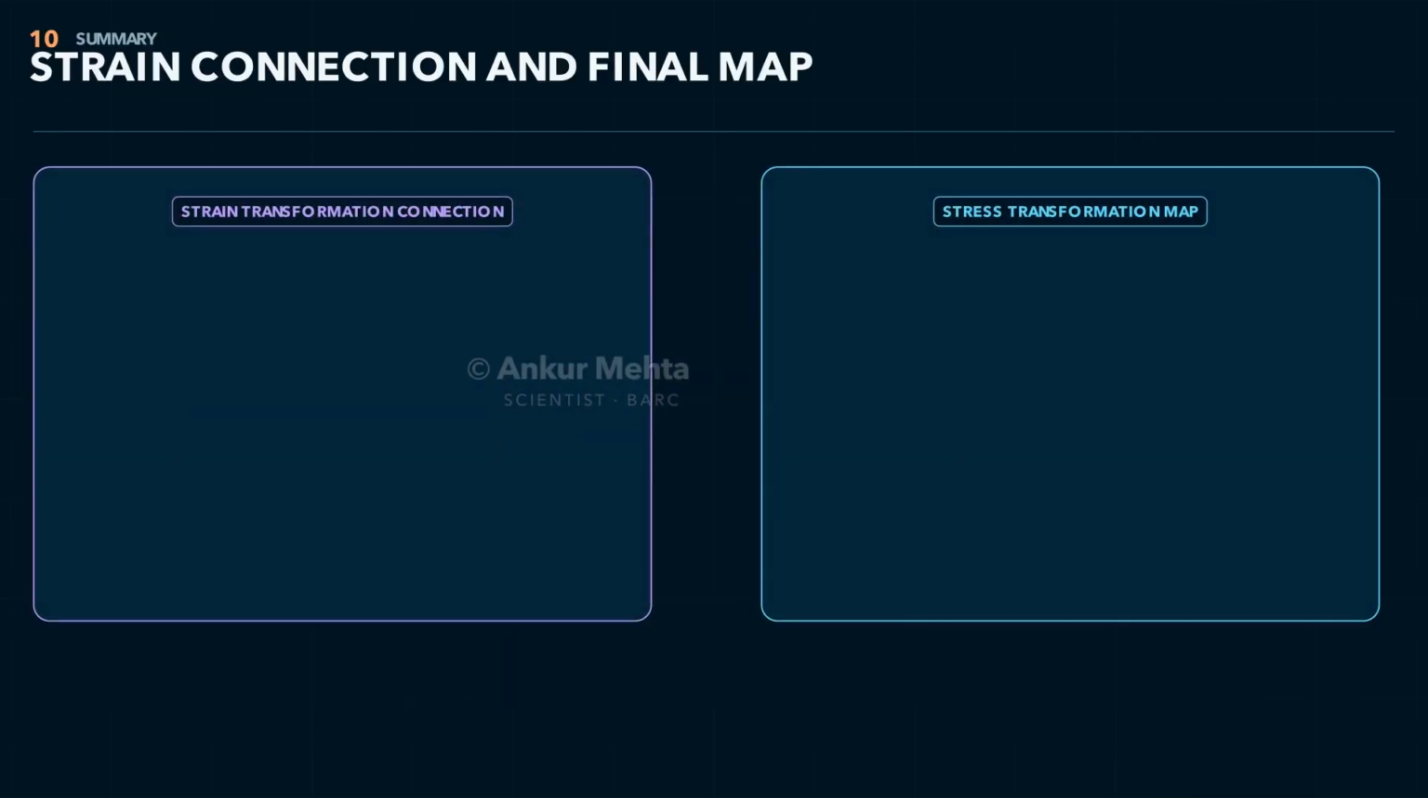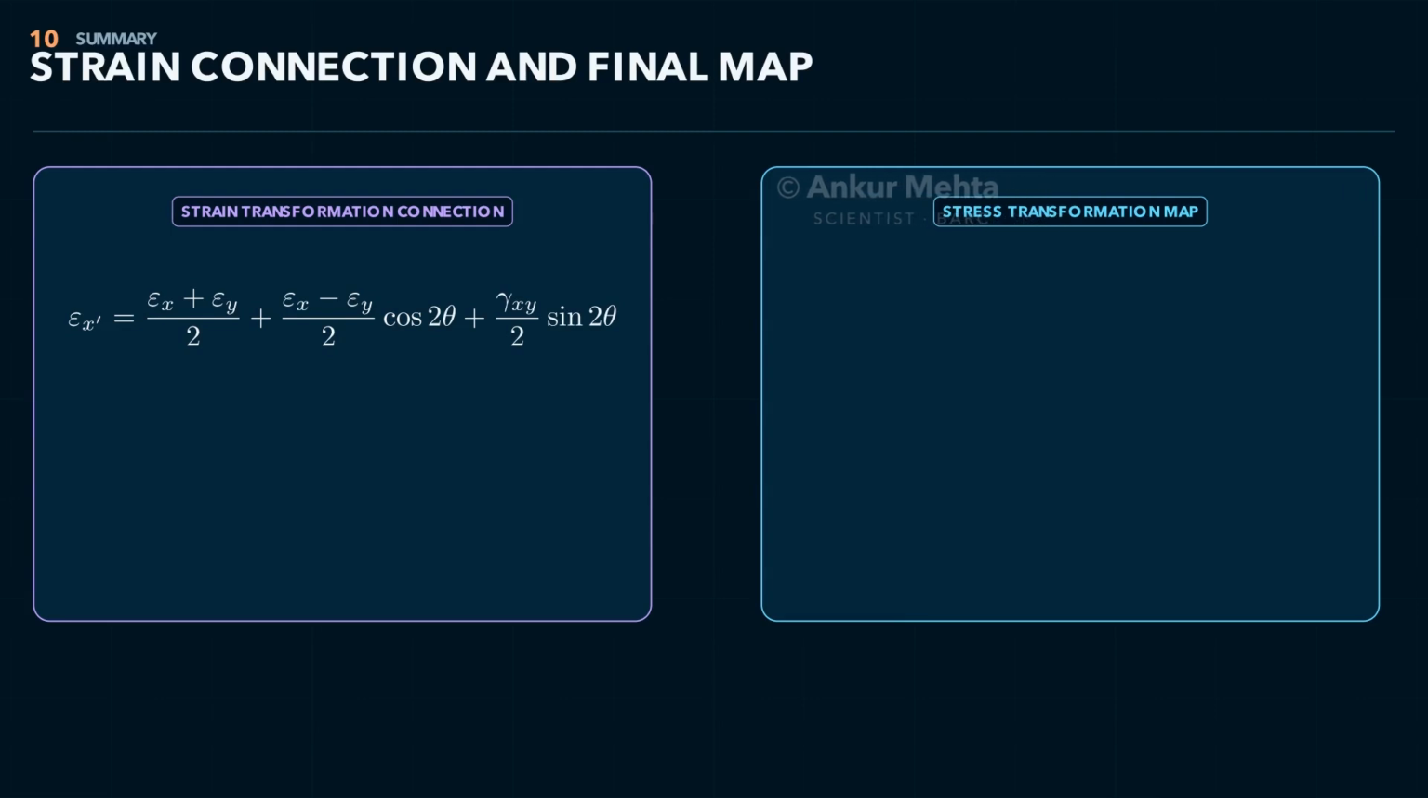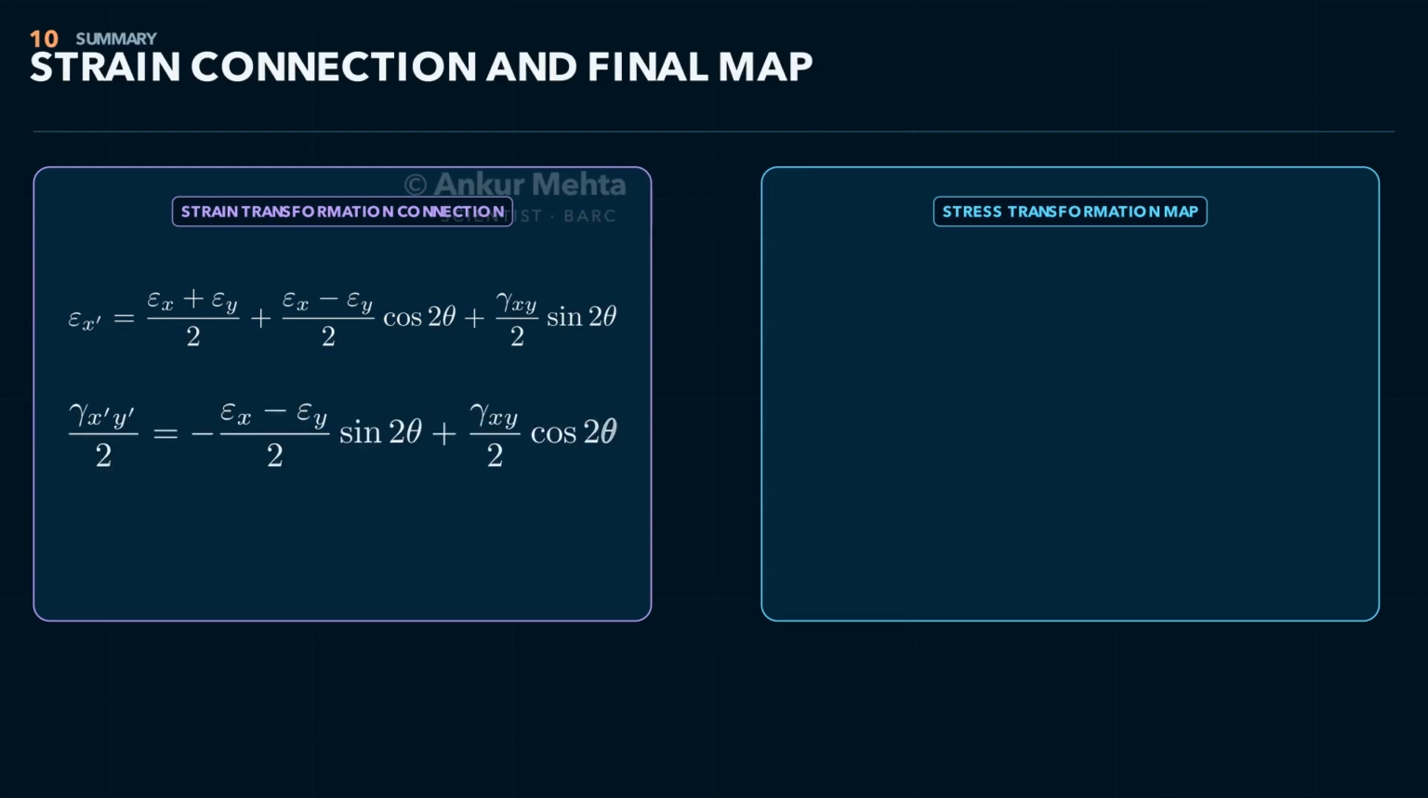Strain transformation follows the same rotational geometry, but engineering shear strain gamma is twice the tensor shear strain. That is why gamma xy appears as gamma xy divided by 2 in the corresponding transformation equation. Never copy the stress equations and replace tau directly by gamma.